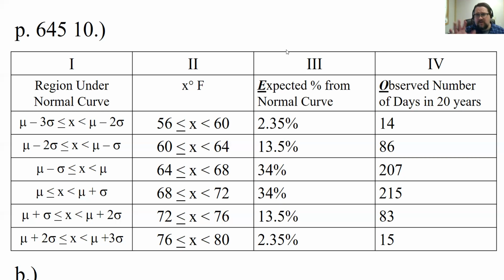2.35%. Now these values will be a little bit different if you use the Z table. This is just kind of estimates. They're just kind of estimating here. And then there's about 0.3 or so percent less than that.